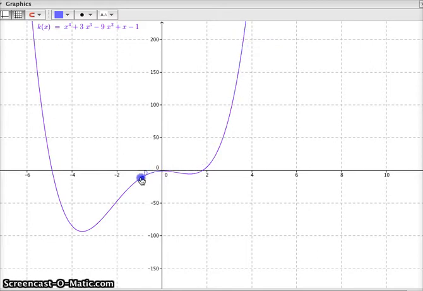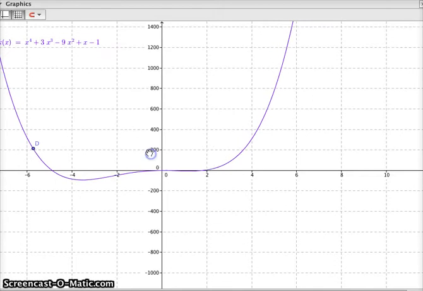Similarly, as x goes to negative infinity, the function seems to also get larger and larger. So if x goes to positive infinity, the function goes to positive infinity. As x goes to negative infinity, the function still goes to positive infinity.